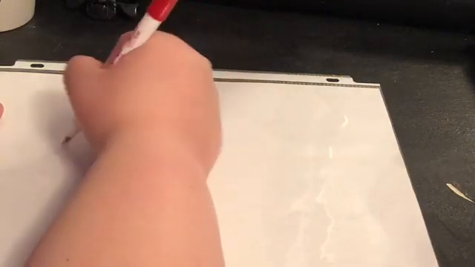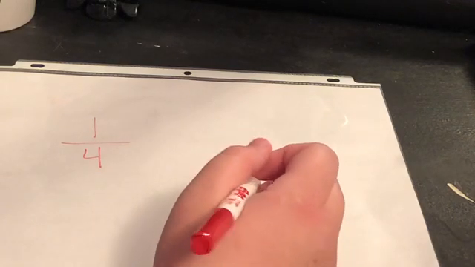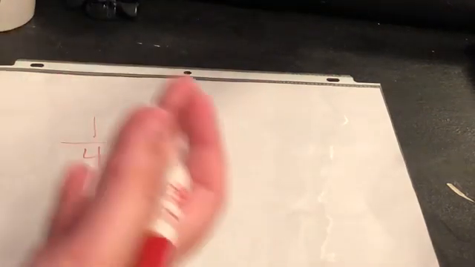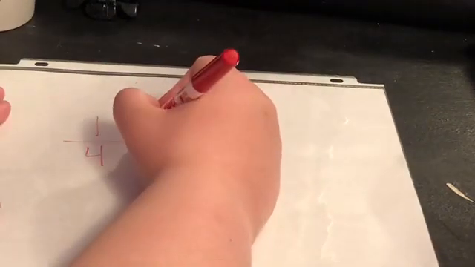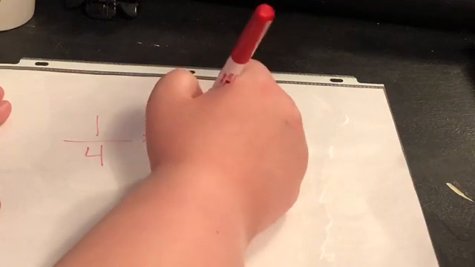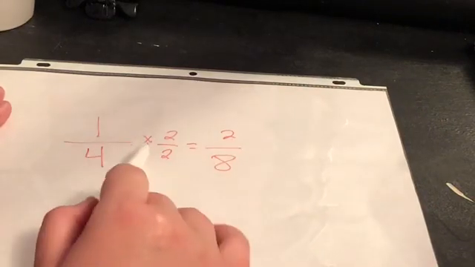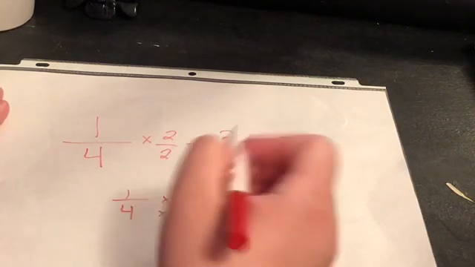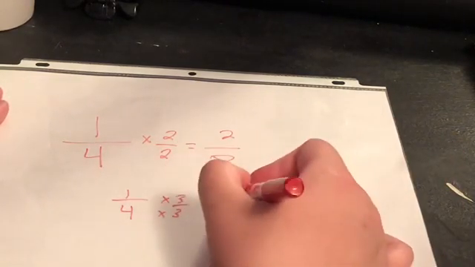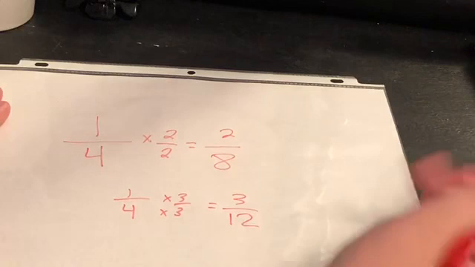Now what if I gave you this fraction and I told you to multiply to find an equivalent fraction? Well, we could multiply by anything, couldn't we, to find an equivalent fraction? As long as we multiply the same number by the numerator and the denominator. So I could say times 2 equals 2/8. 1 times 2 is 2. 4 times 2 is 8. I could also say 1/4, let's do times 3. That would be 1 times 3 is 3. 4 times 3 is 12. So an equivalent fraction to 1/4 is 3/12 or 2/8.